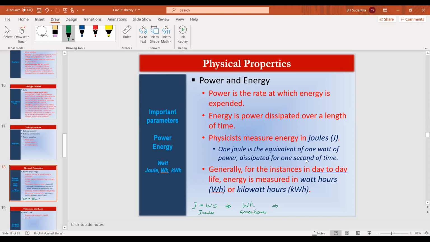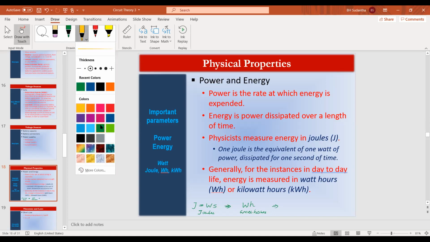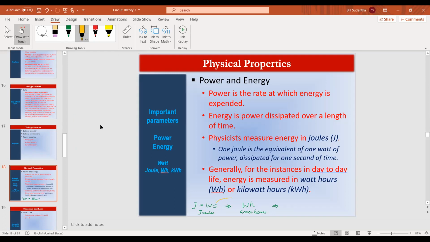Then we can convert this. We are converting these seconds into hours. And here, this is kilowatt hours, and that is you're converting this wattage into kilowatt. When we divide this watt by 1000, it will be kilowatt.